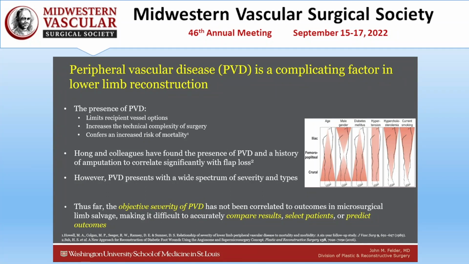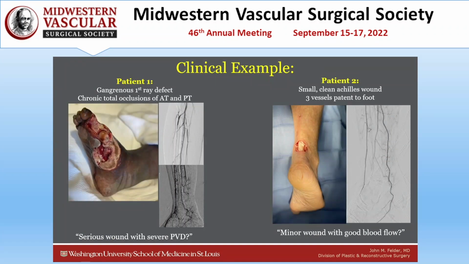So the question we wanted to ask was, does the objective severity of PVD, as characterized by various grading systems, give us the ability to properly select patients and predict outcomes when we are engaging in free tissue transfer for limb salvage? Here are two clinical scenarios that highlight the problem.